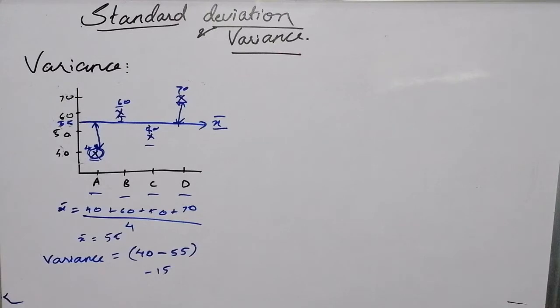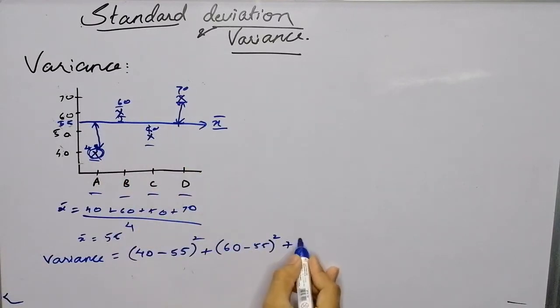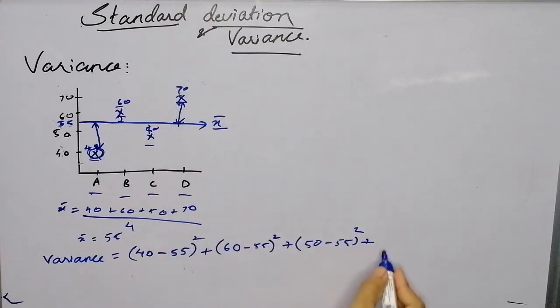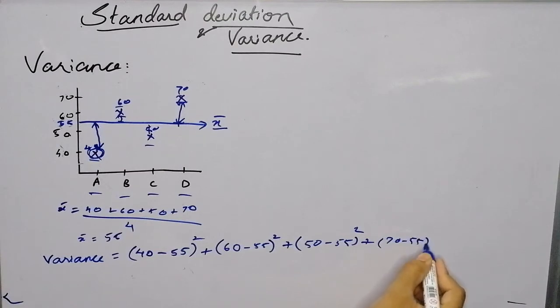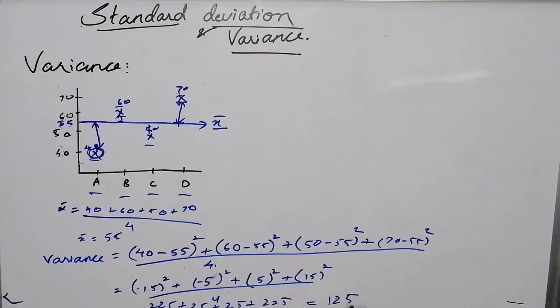In order to avoid the negative values, because the negative values get cancelled out with the further values, and that will affect the overall result, what we do is add a square. So let me just do 60 minus 55 whole square, next we have 50 minus 55 whole square, plus 70 minus 55 whole square, divided by 4. Alright, so now we got the variance value as 125.